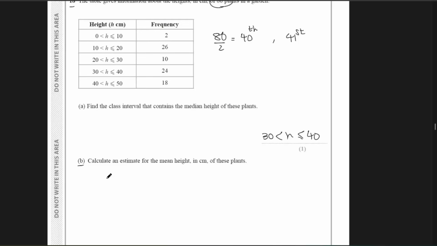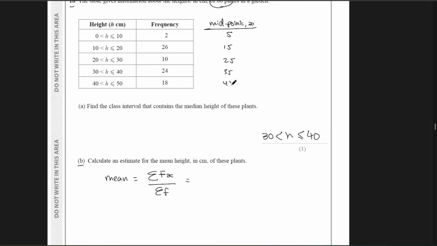So to get the mean height, we need the sum of frequency times x divided by sum of frequency. We'll need the midpoints of height values for each row. So we can create a column for x, the midpoint. The midpoint for 0 to 10 would be 5. Midpoint for 10 to 20 would be 15, then 25, 35, and 45.